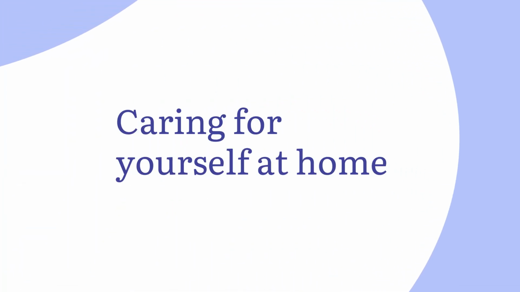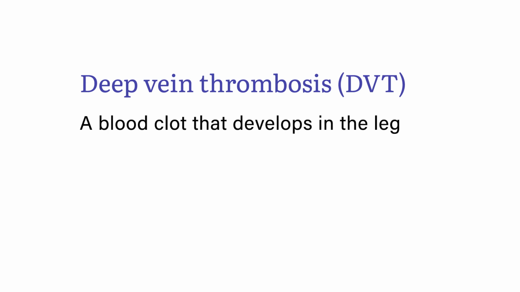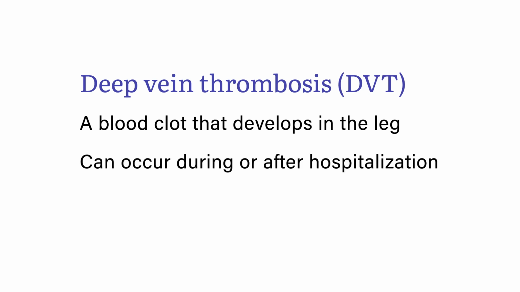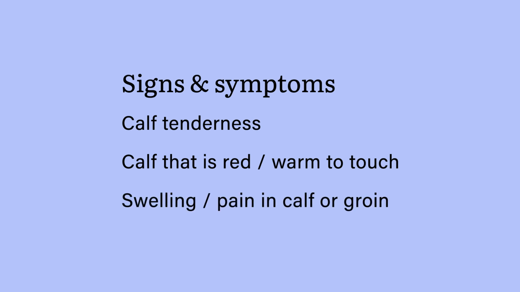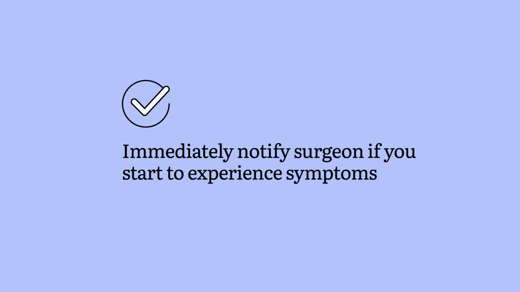So let's discuss some potential complications and how we will work together to reduce them. Blood clots are a potential complication after spine surgery. Deep vein thrombosis, or DVT, occurs when a blood clot develops in the legs. It can occur during or after hospitalization and can occur in either leg. Signs and symptoms of deep vein thrombosis include redness or tenderness in your calf, a calf that's red or warm to the touch, and swelling or pain in your calf or groin area. Notify your surgeon if you experience any of these symptoms.